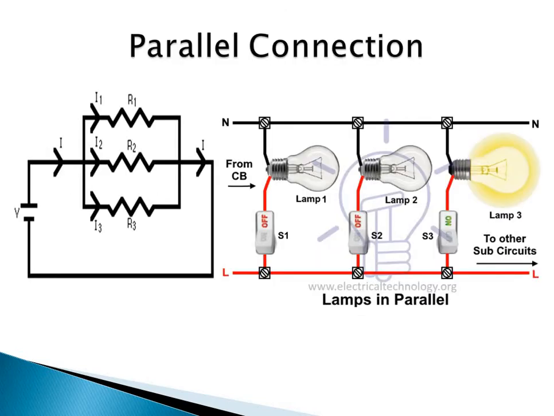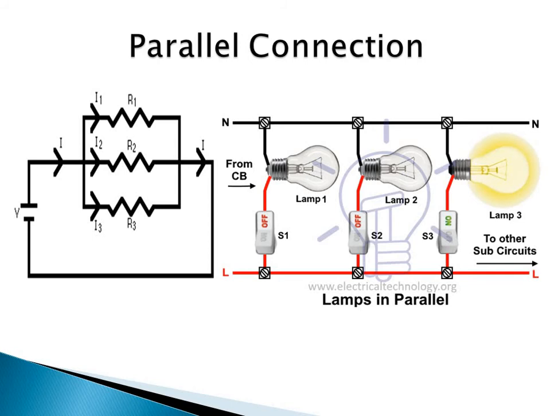Now we see parallel connection. When two or more resistors are connected in parallel combination and some potential difference is applied across it, then the current flowing through each resistance is different. For parallel combination, the voltage drop across each resistance is the same. Here, three resistors are connected in parallel combination as shown in the first picture, and the second picture shows three lamps connected in parallel.